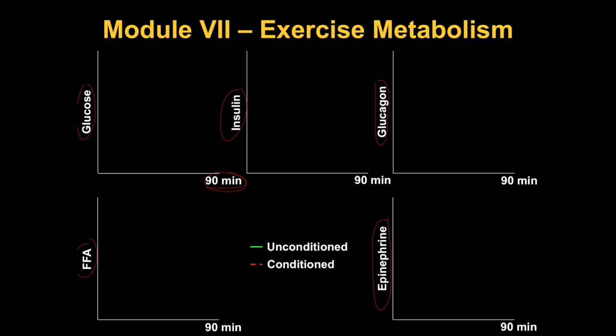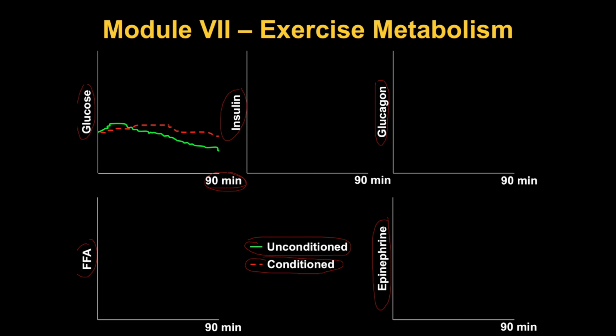Now you're going to see 2 lines for each of these graphs. The green line represents an unconditioned individual who attempts to exercise, and the red line will represent athletes who are well conditioned. So let's see what happens here. As far as glucose concentrations in the unconditioned individual compared with a conditioned individual, you can see that the conditioned individual is able to better maintain glucose levels in the bloodstream.